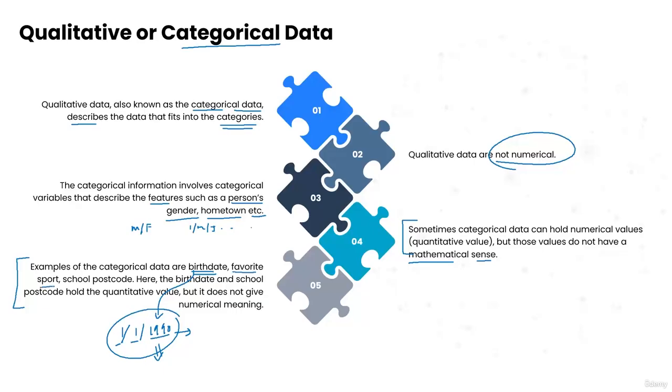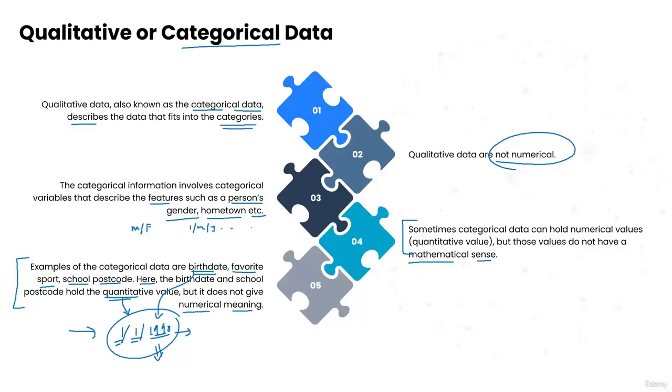We also have favorite sport, school postcode. Here the birth date and school postcode hold quantitative values like this. They have numbers in them, but they don't give any numerical meaning. There is no numerical meaning to it. So these kinds of data are considered as qualitative data, even though they have quantitative values, right?